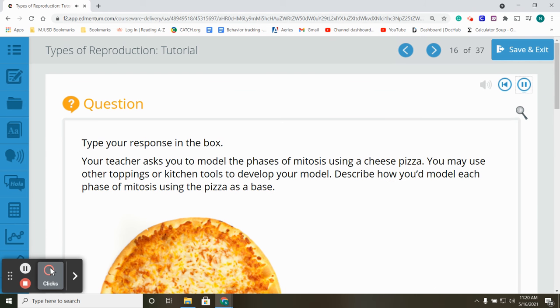Type your response in the box. Your teacher asks you to model the phases of mitosis using a cheese pizza. You may use other toppings or kitchen tools to develop your model. Describe how you'd model each phase of mitosis using the pizza as a base.